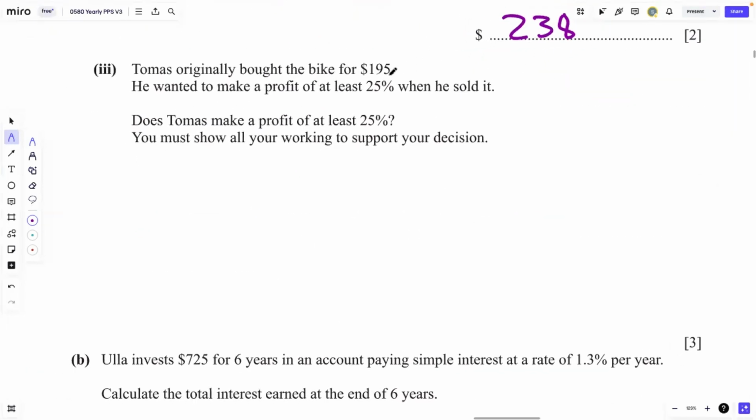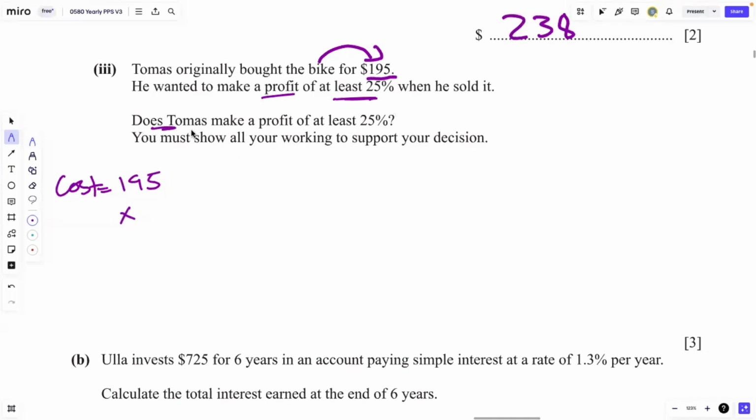Thomas originally bought the bike for $195, and he wanted to make a profit of at least 25% when he sold it. So the cost of buying the bike was 195 and he wants at least 25% profit. I'll add the 25% to this, or we can just directly do 125% of this, so we know the selling price he should have set. But let's not get ahead of ourselves. Let's read the question first.